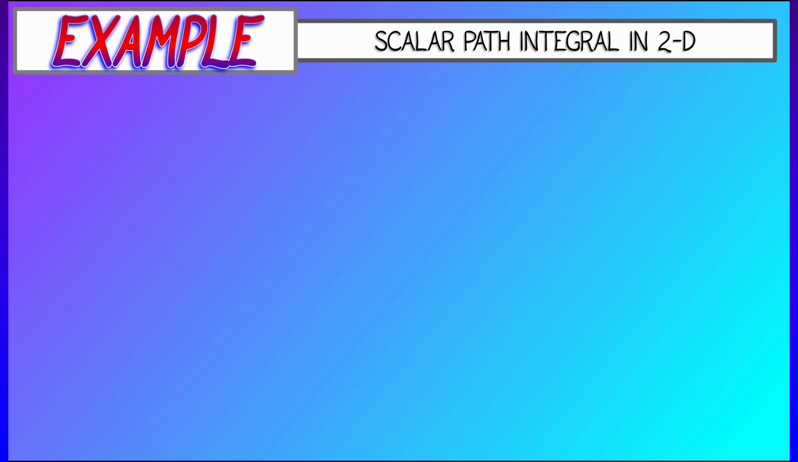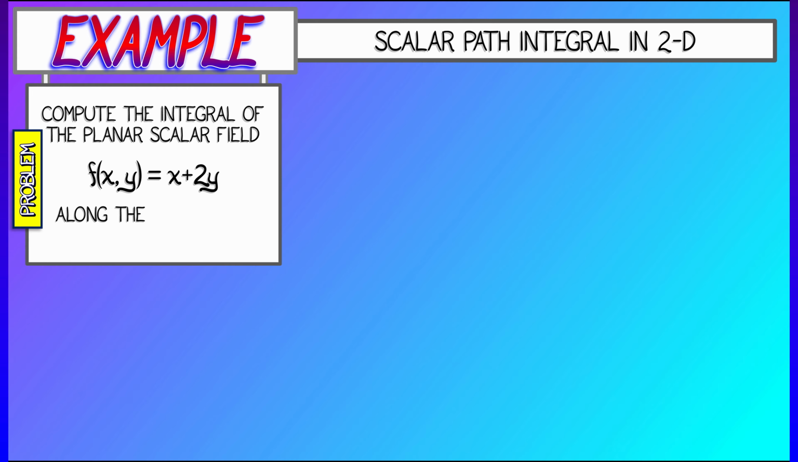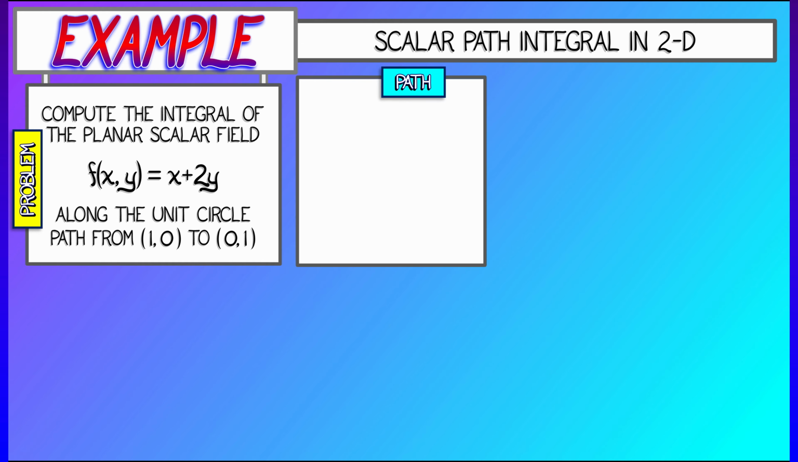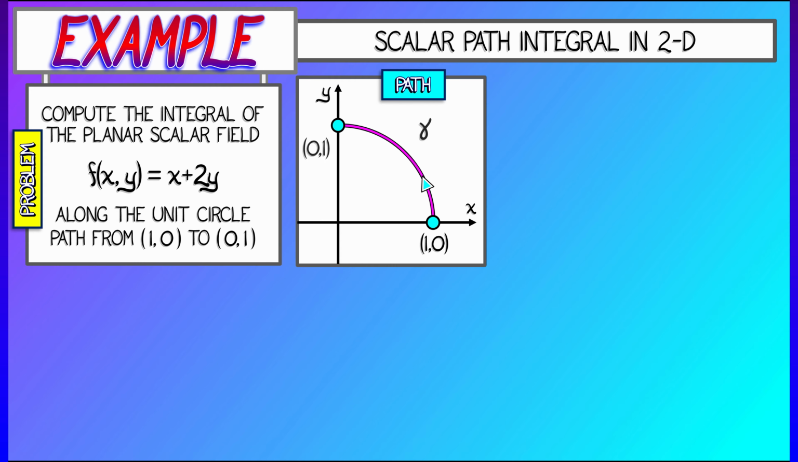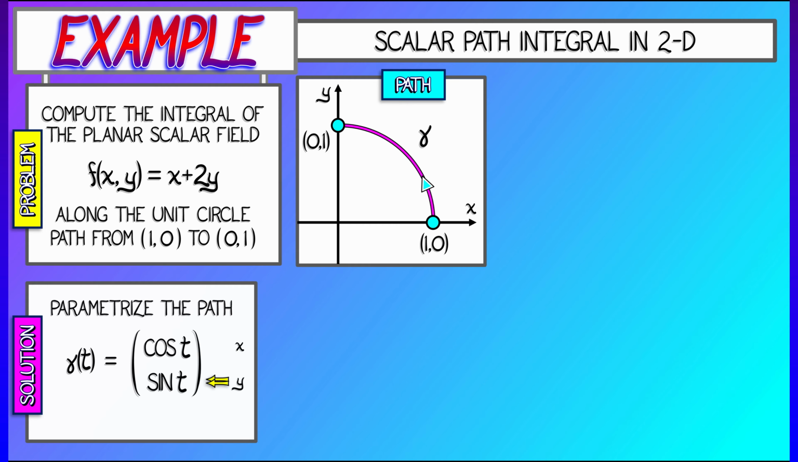Let's see an example of how this works. Let's say we work in 2D to keep it simple, visual. Let's say our scalar field is x plus 2y, and we need to integrate this along a path going from the point (1, 0) to (0, 1) along a circular arc in the counterclockwise direction. The first thing we need to do is to parameterize that path. Let's do so in the obvious way, saying that x is cosine of t and y is sine of t, as t goes from 0 to pi over 2.